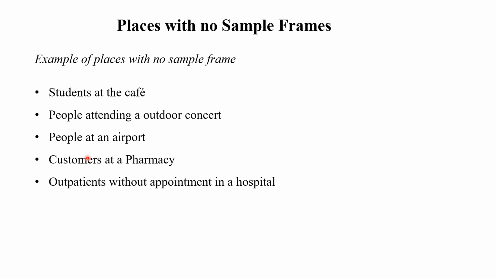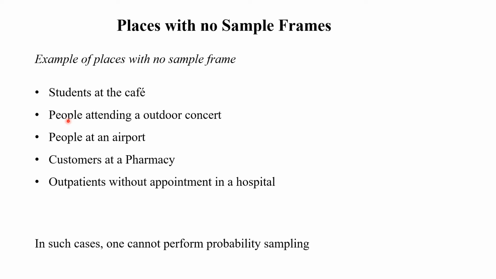Customers at a pharmacy, people come and go at their convenience. We don't have a sample frame. We don't know who's coming for the day. Outpatients without appointment in a hospital. Outpatients with appointment, we know who's coming. In a day, we know how many appointments are given. Outpatients who just walk in, we don't know who's coming. So that's no sample frame. So you may have some situations where there is a sample frame and you can utilize probability sampling. In other situations, we don't have a sample frame, and then you can't utilize probability sampling.